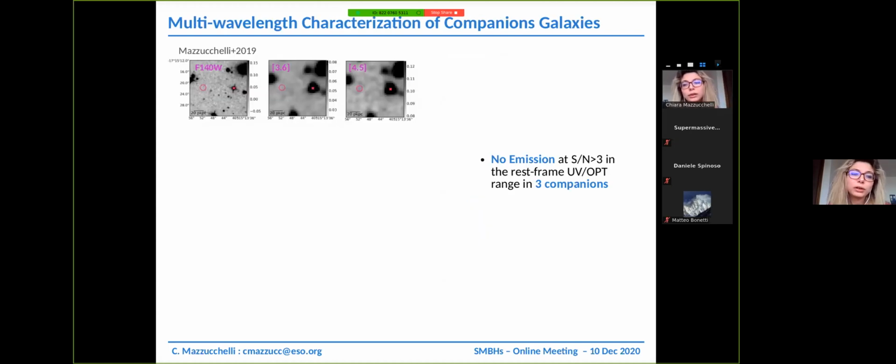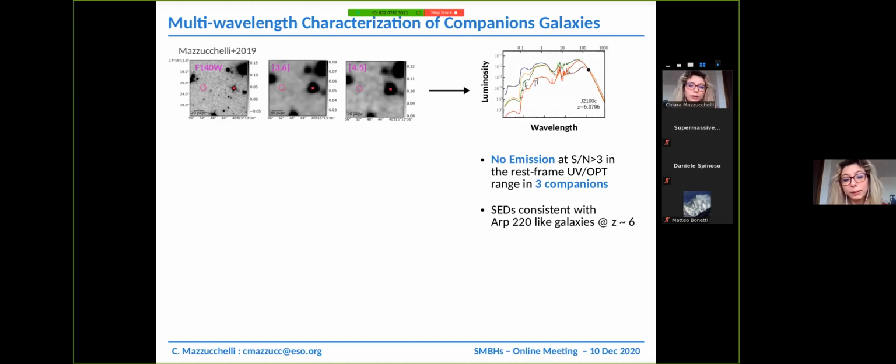was having a multi-wavelength characterization of these companion galaxies and follow-up with deep imaging with HST and with the Spitzer facilities. The bottom line here is that we basically did not observe any emission at a significant signal to noise in a few of the companions that we previously selected with ALMA. And we also compared the limits on the spectral energy distribution of these sources with SEDs observed for nearby galaxies, let's say. And we basically saw that these objects are very similar to Arp 220, so powerful ULIRG galaxies, but up to redshift 6 indeed.